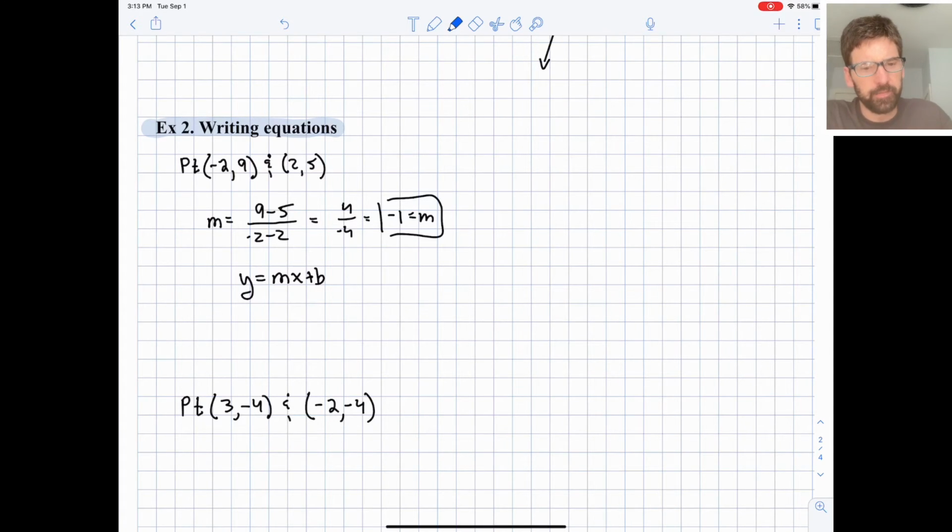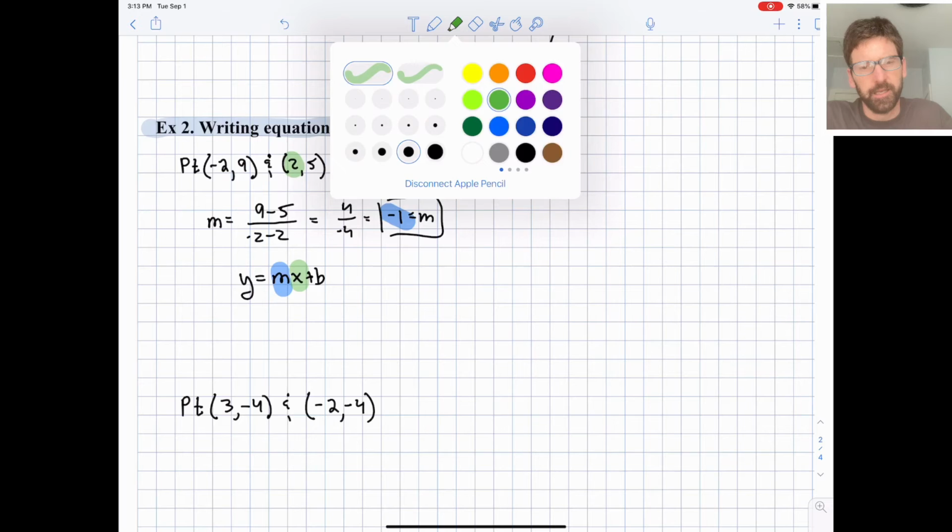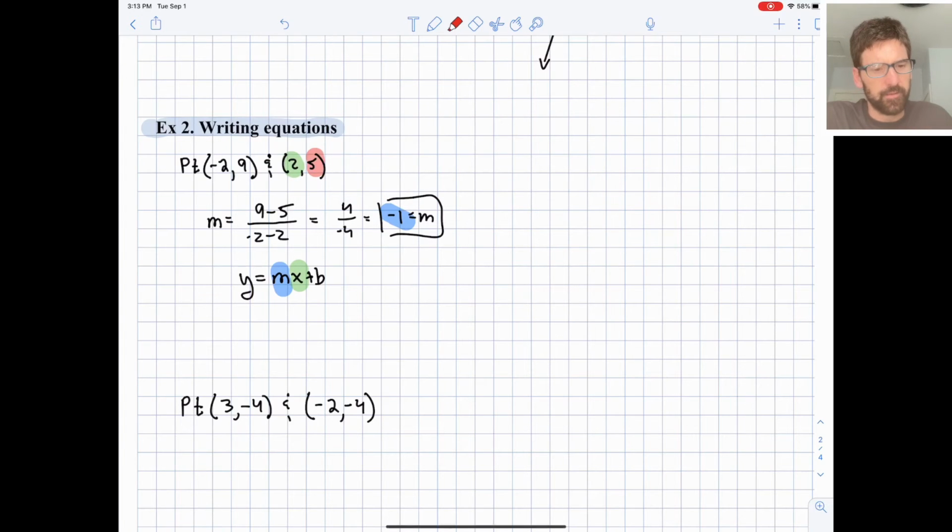And we are going to plug in -1 in for m right there. We are going to pick an x and a y term. I like this second x and y point because there's no negatives. So that is an x, so that gets plugged in for x. And that 5 is a y, so that gets plugged in for y. Let's plug it all in, solve for b.